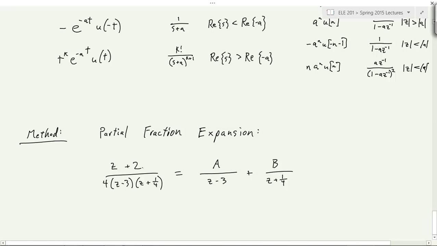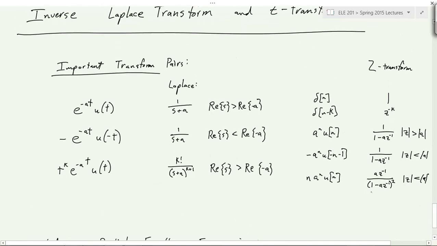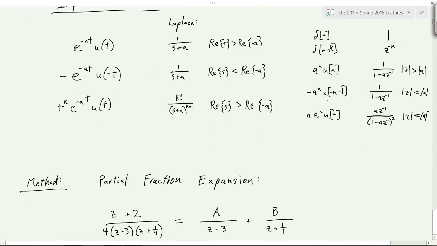Then once you find out what these constants A and B are, you can just use this table here to invert it, because you'll have things of the form of a single pole. Okay, these are each a single pole. So you can just use this table to find out the inverse of each part. We'll do that next time. So really it's just an algebra exercise to go through and expand into a sum of fractions of single poles, and then each one you can just invert from the table. That's how it works.